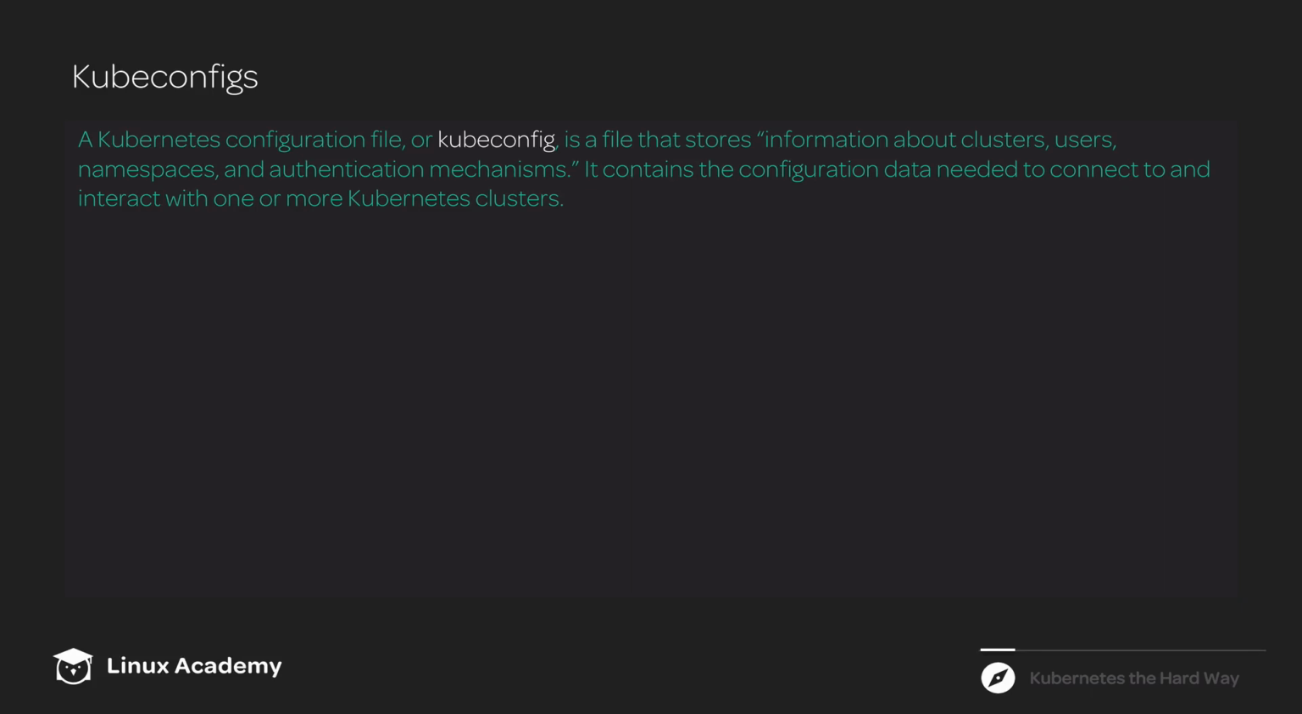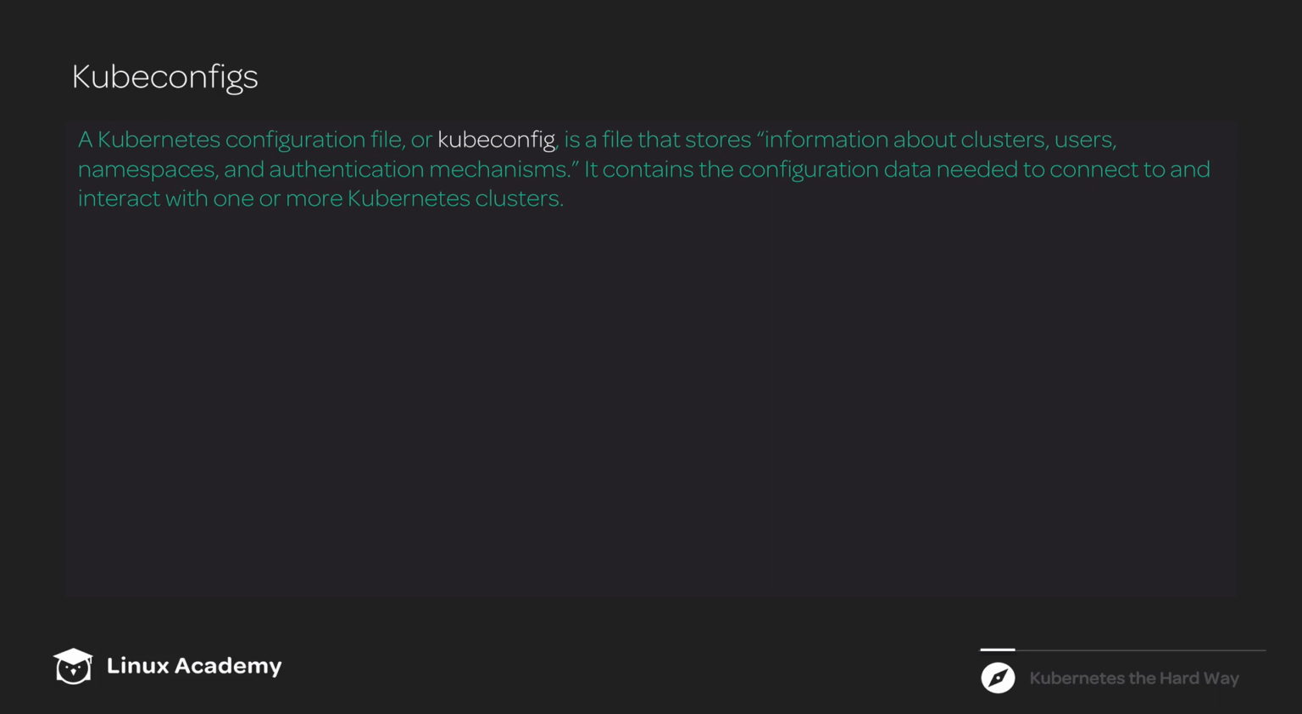A kubeconfig is just a Kubernetes configuration file, and this is a file that stores information about clusters, users, namespaces, and authentication mechanisms. Essentially, a kubeconfig file is a file that contains the configuration data that we need in order to connect to and interact with one or more Kubernetes clusters.